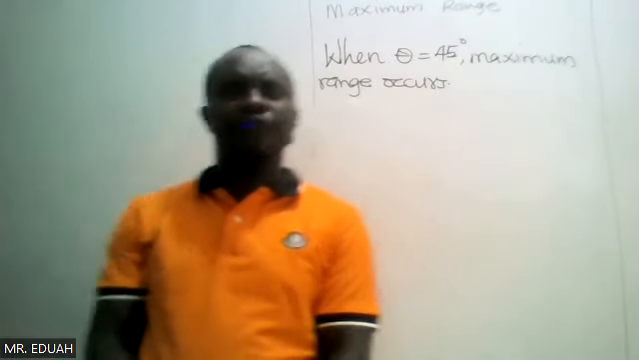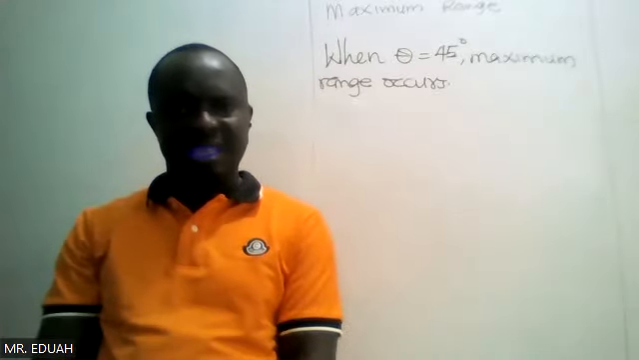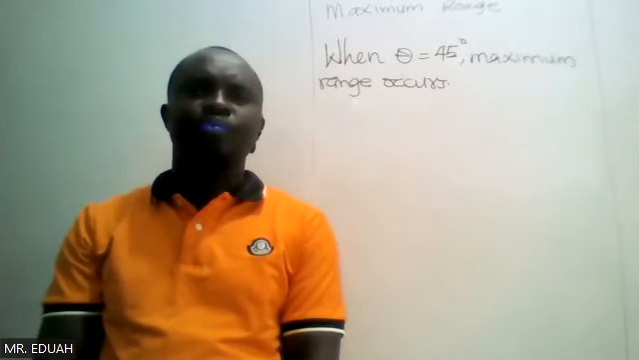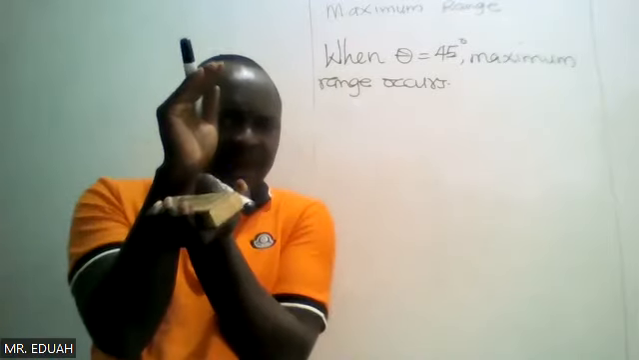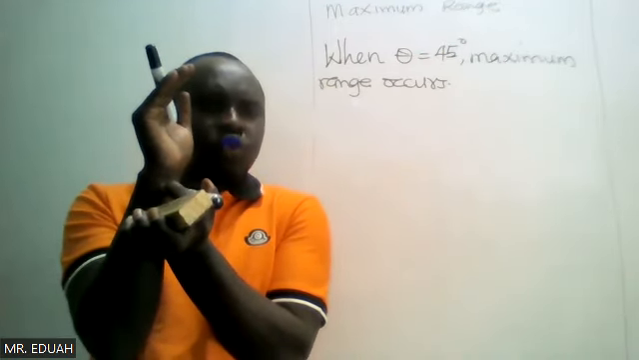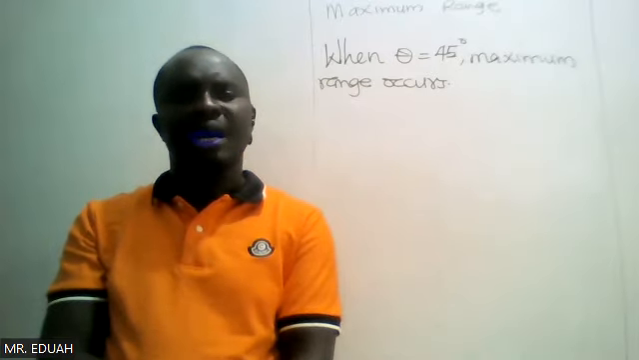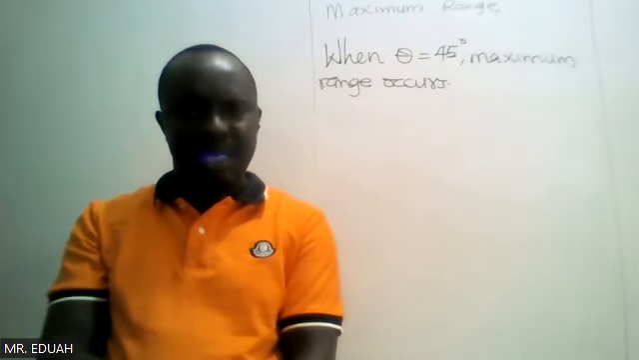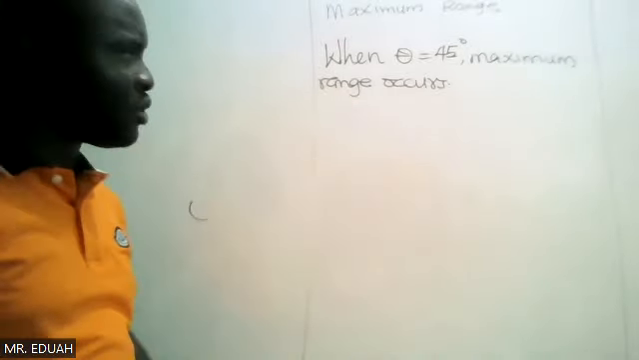If military people want to hit a target, then the bullet must be directed at an angle of 45 degrees to the horizontal, and then they can be able to hit the expected target. So maximum range, when theta is equal to 45.